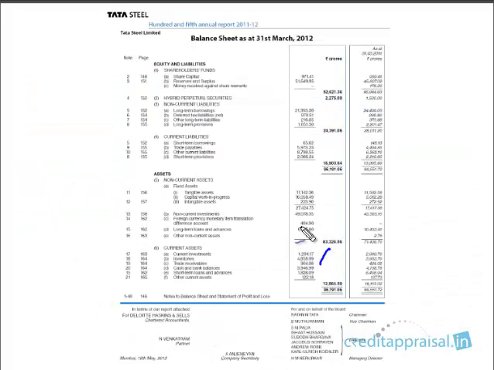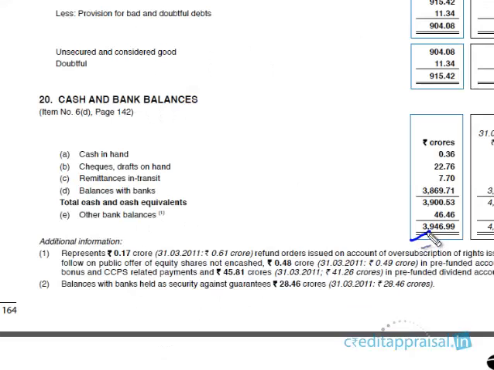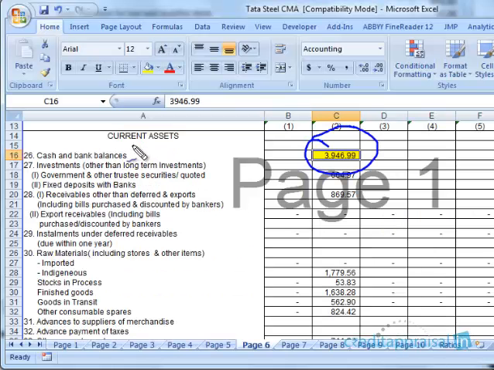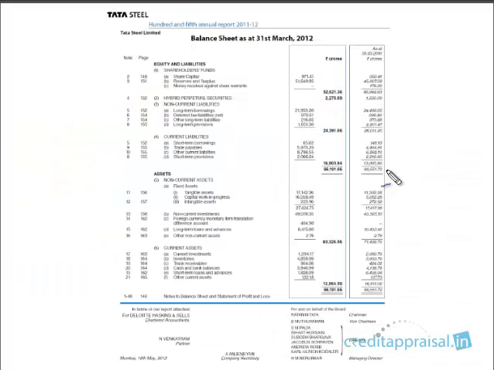Then 3946 cash and bank balance. Usually this entire portion goes into cash and bank balance, but let us see if there are any special entries. 3946 crores, what is cash in hand, checks, balance in the banks. So no special items. So the entire amount I'm going to classify as a current asset, cash and bank balance, 3946.99 crores.